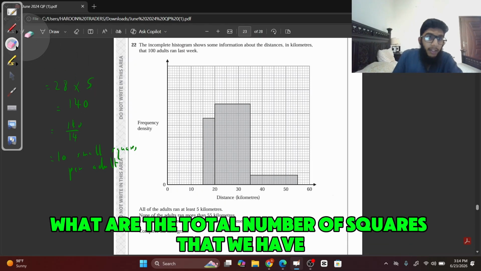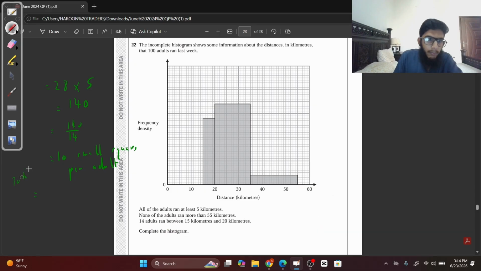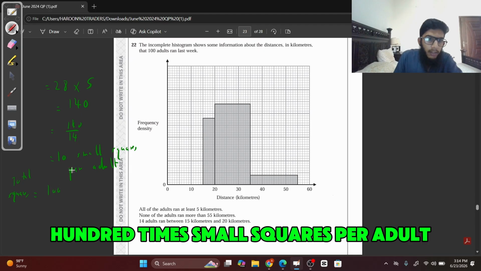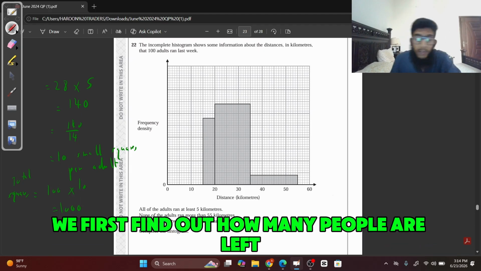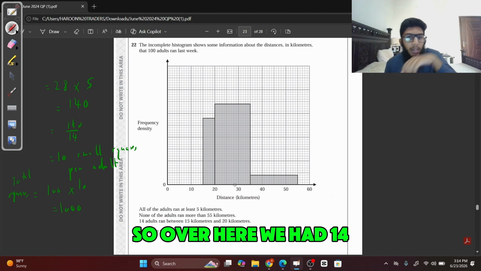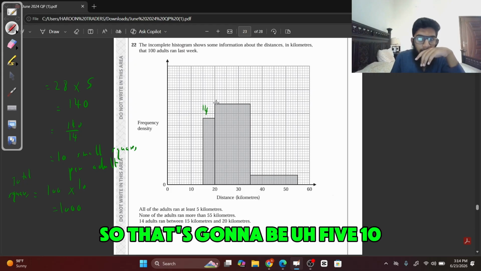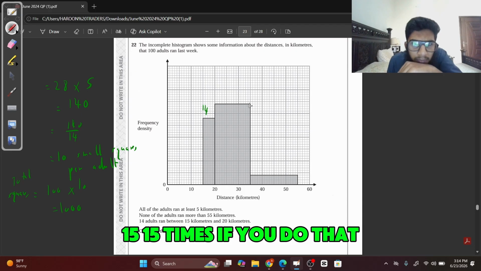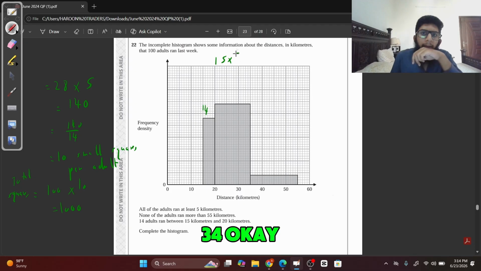Now, let's find out the total number of squares that we have. Well, that's going to be 1,000, because total squares are going to be the number of people, 100, times small squares per adult, 10. So we have 1000. We first find out how many people are left. So over here, we had 14. If we find out the area for this, that's going to be 5, 10, 15. 15 times, if we do that, 10, 20, 30, 34.